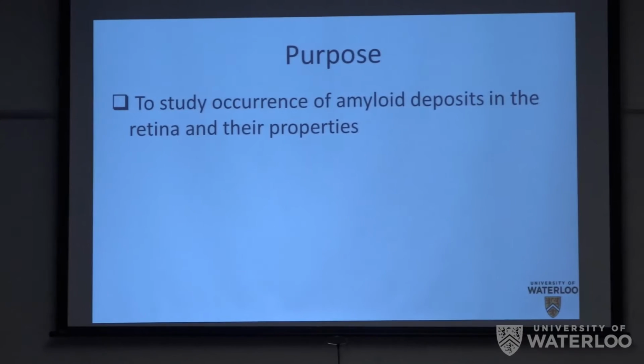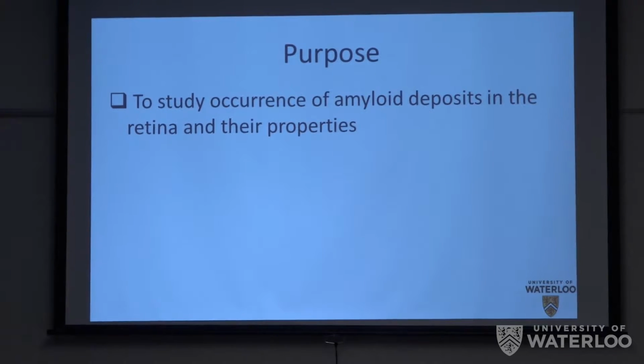And so it occurred to me that perhaps the Congo red wasn't needed. Perhaps you could pick up a polarization signal without a dye. And of course that would be much less invasive than using a dye. So our purpose was, first of all, to study the occurrence of amyloid deposits in the retina, because there was this literature, some people had found it and some people had not.